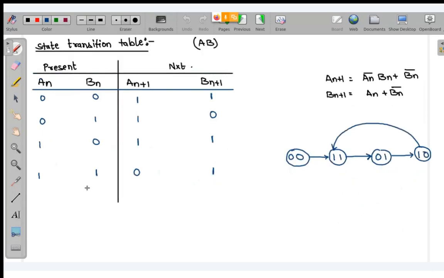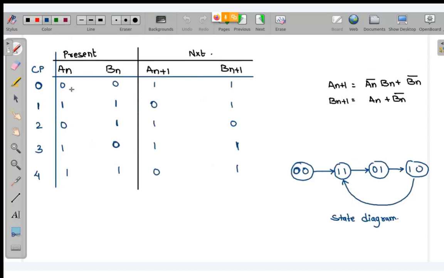Either you can draw it like this by taking all the possible combinations of present state to get the next state, or you initialize the counter from 00 and subsequently you calculate the present state and its corresponding next state. Is this clear, everyone? Any doubt?